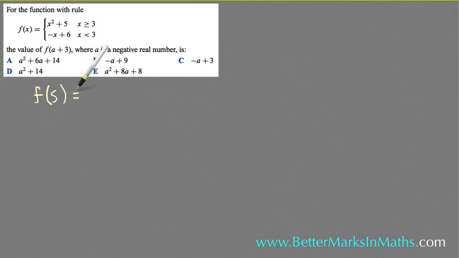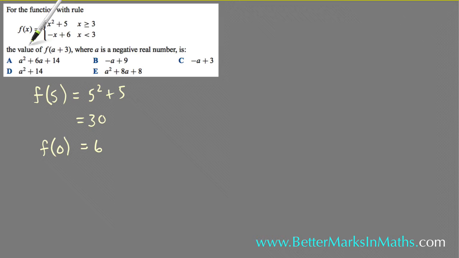you would sub that into this top one, and you would get 5 squared plus 5, which is 25 plus 5, which equals 30. So you wouldn't sub 5 into this bottom one because that's only valid for x values less than 3. And similarly, if I picked a number less than 3, such as 0, if I had to find f of 0, I would have to sub that into the bottom part of the hybrid function, and you would end up with minus 0 plus 6, and it would equal 6. So that's how you do f of something with a hybrid function.